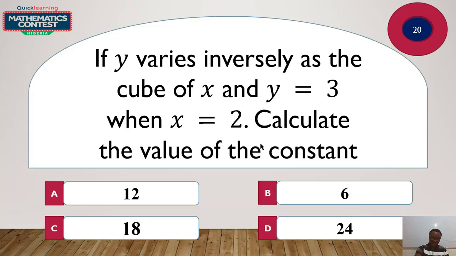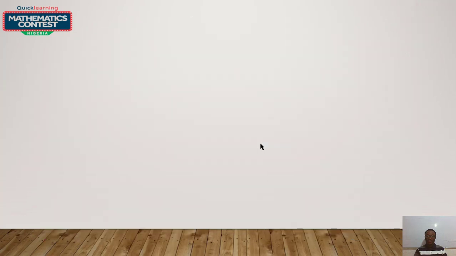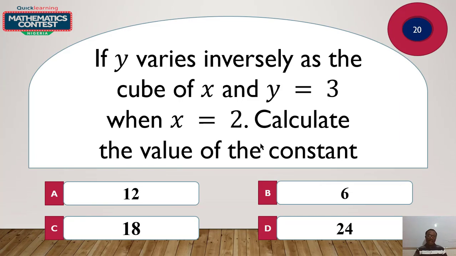Okay, let's continue. Now the next question says if y varies inversely as the cube of x and y is 3 when x is 2, calculate the constant of proportionality, and your time starts now. Time's up. Now let's see the answer.